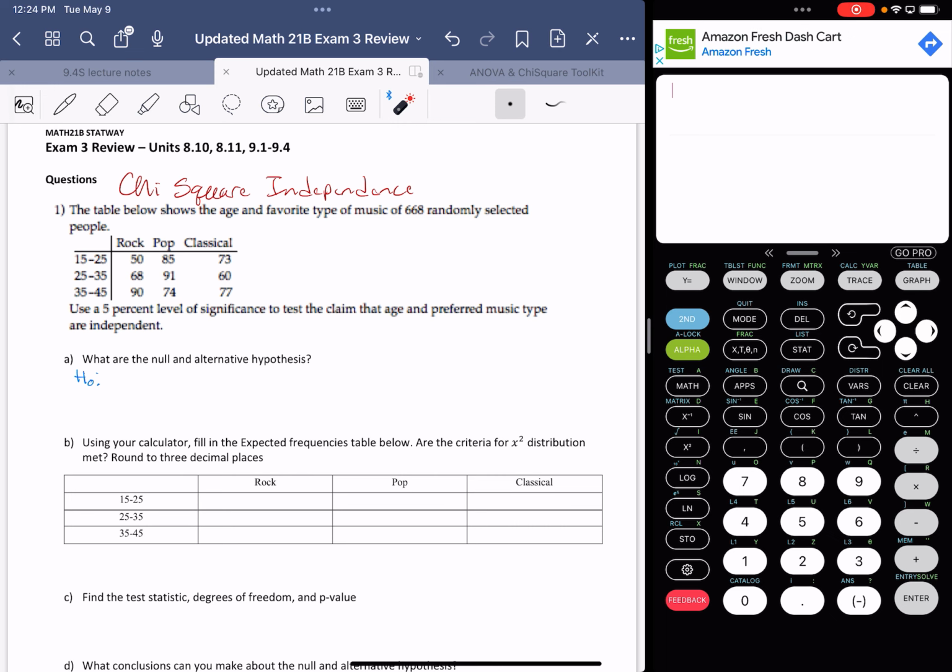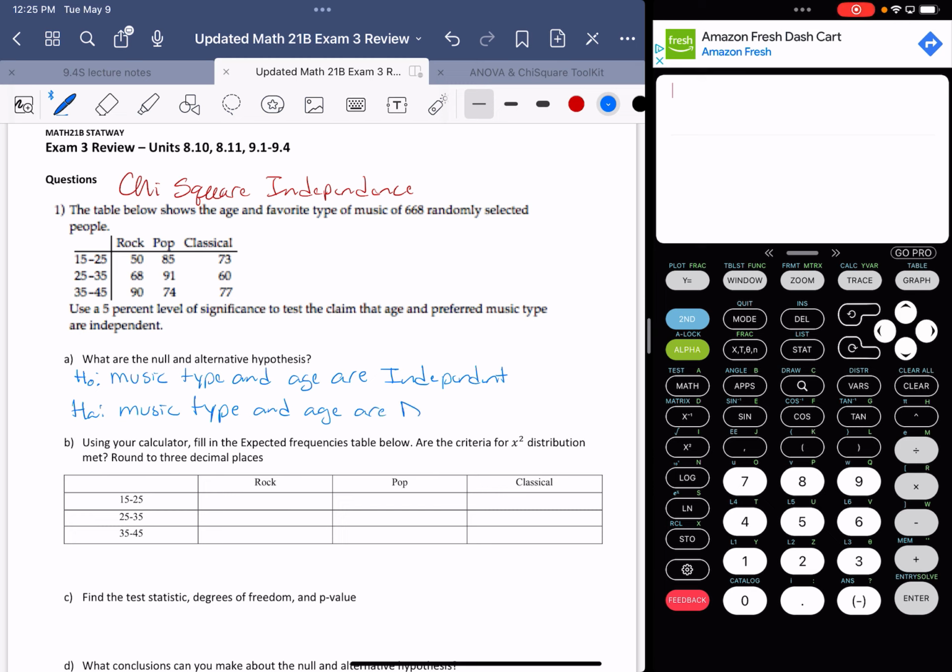Age and music type. So we're going to say that music type and age are, one more time, what was it? Independent. Okay, independent always comes first. And then the alternative is that music type or music preference, however you phrase it, and age are dependent. Also, that order didn't matter. You could have put age first and then music type or music preference, up to you. Any questions there?